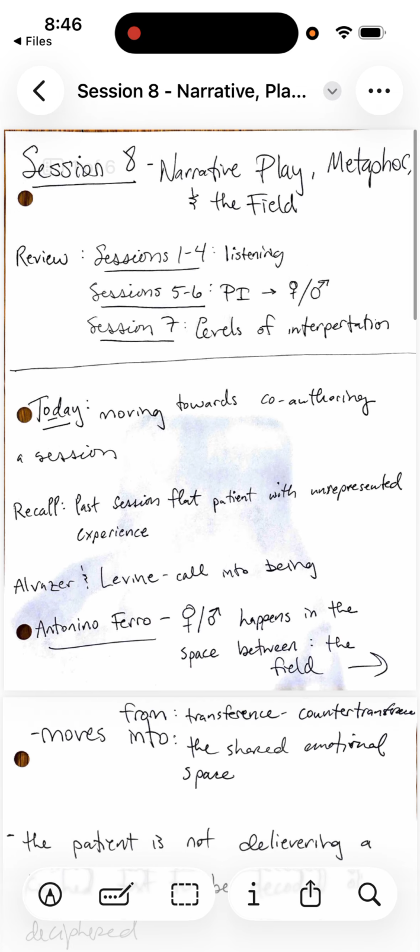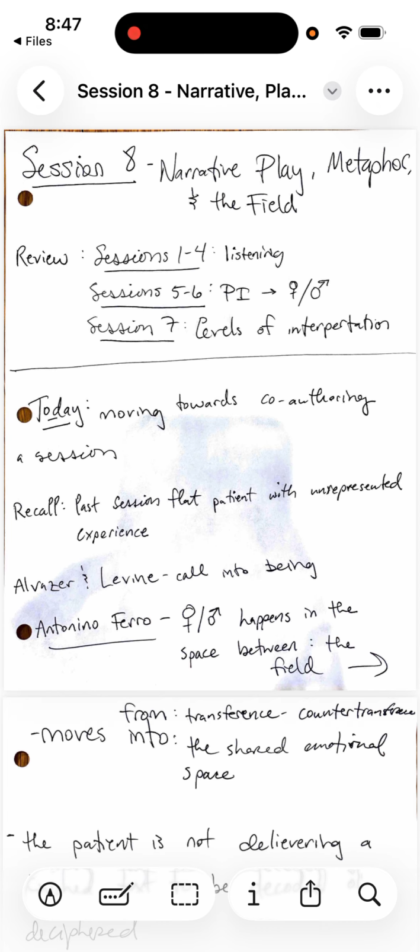So today we'll be thinking about narrative play, metaphor, and the field. And when I bring up the narrative and metaphor, as well as an introduction to something about dreaming, it's an attempt to shift the way you may be thinking about or understanding what you're hearing in a session. I'll come back to that in just a second.